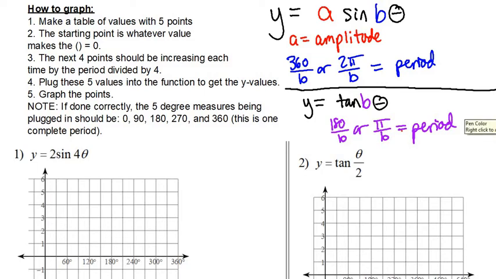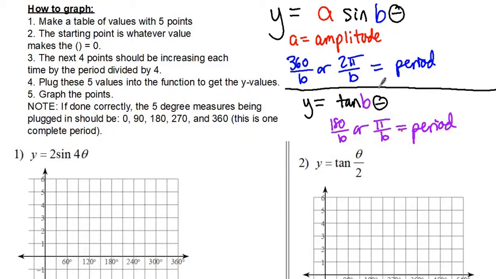Alright, so now what we want to do is practice graphing transformed versions of sine or cosine or tangent. Transformed meaning that you've taken it and you've shifted it, or in this case you've vertically stretched it or shrunk it, or you've horizontally stretched it or shrunk it. You've somehow changed the amplitude and the period. Okay, so here's the things to keep in mind.